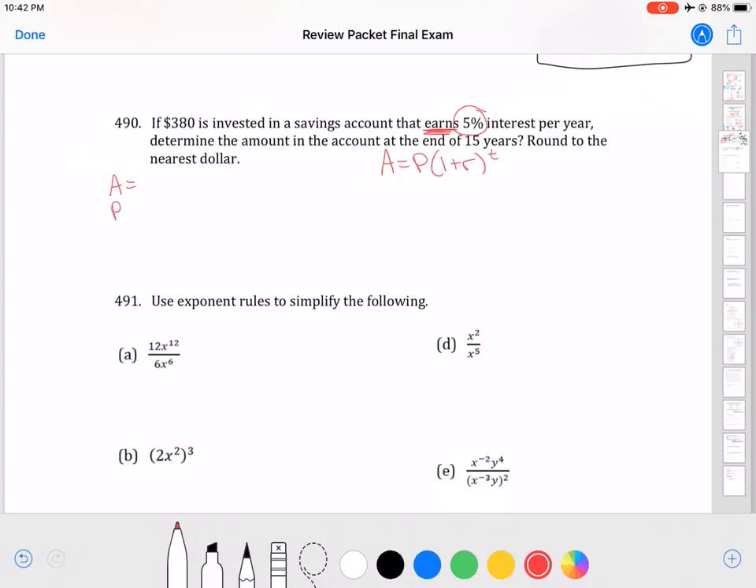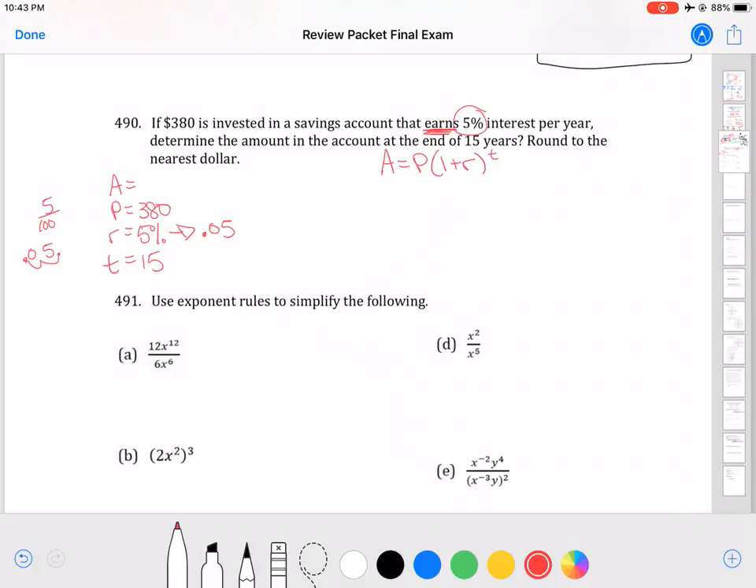Okay, off to the side, I'm just going to organize everything. APRT, remember it's a party. So it says that $380 is invested. That is my starting amount of money in the savings account. That's going to get plugged in for the starting variable, which is P. It earns 5% interest per year. That percentage is your rate. However, you need to plug it in as a decimal. So you can do 5 divided by 100, or you can scoot the decimal point at the end of the 5 left 2 places, and it'll become 0.05. Either way, you have to convert it to a decimal. So R is 0.05.